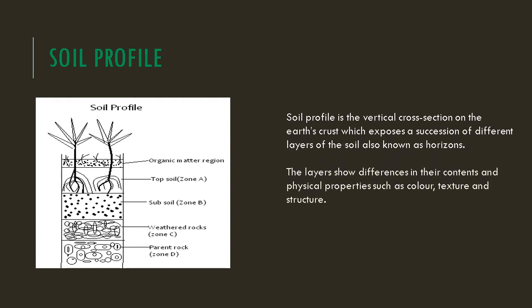Now, remember that these layers have differences in terms of their content and their properties, such as color, texture, and structure. Like, for instance, the O horizon, that means the organic matter region, you expect that it will have high amounts of organic matter. The top soil, or horizon A, or zone A, is actually a horizon of eluviation.